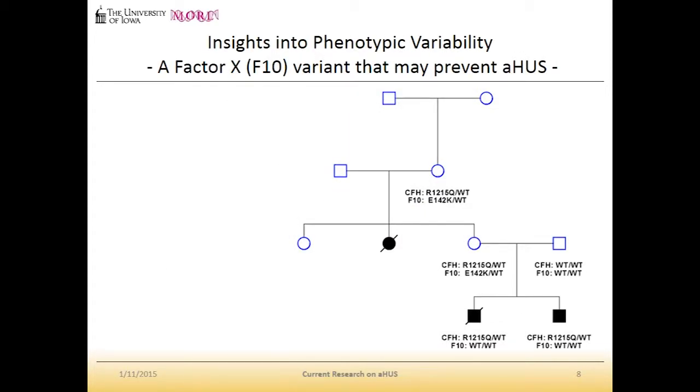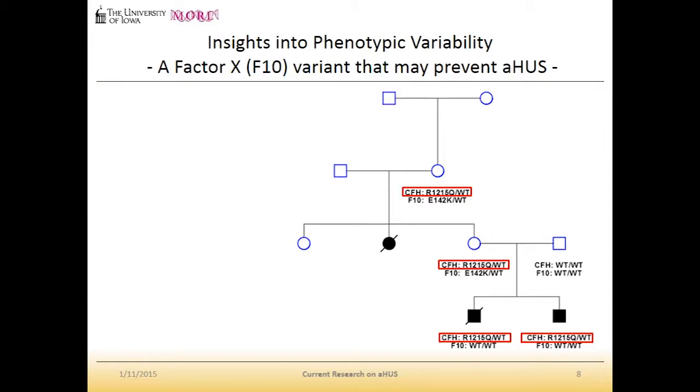A great example of this new model comes from an aHUS pedigree. There are two kids who got the disease. Their biological mother and grandmother are also carrying the factor H disease mutation.